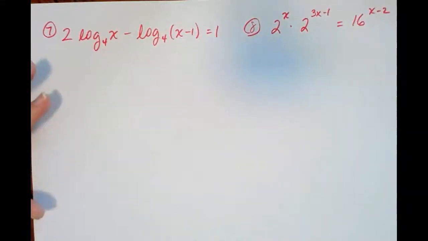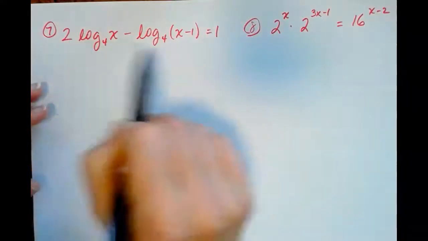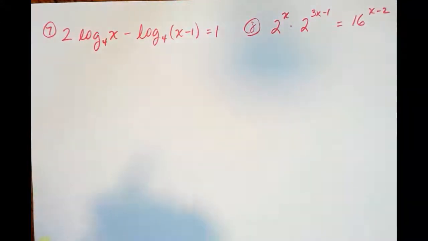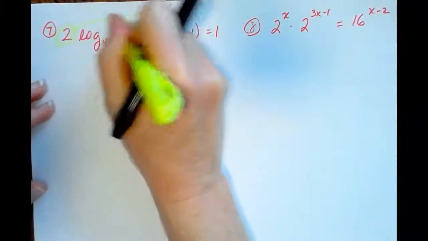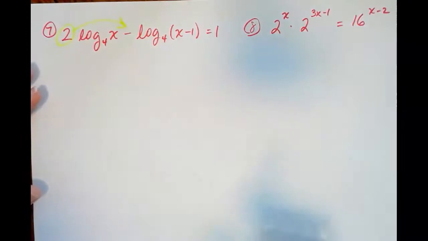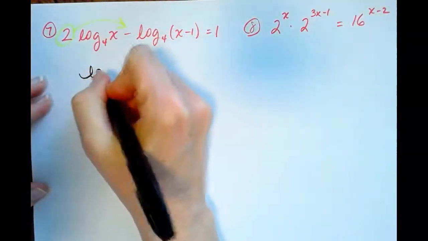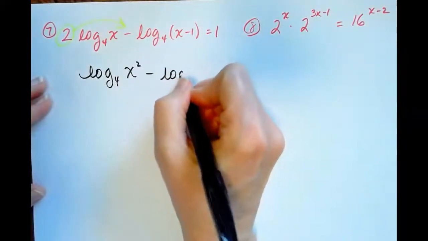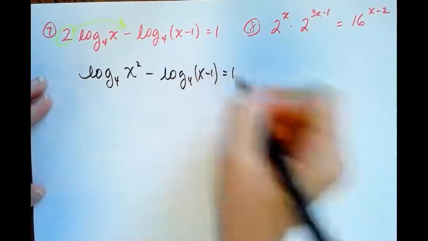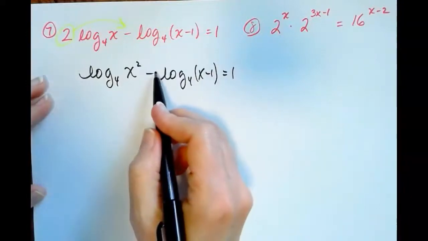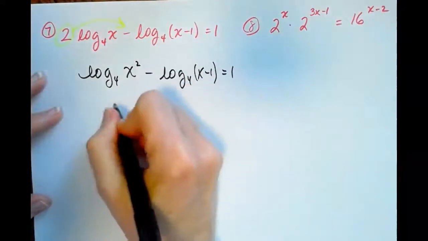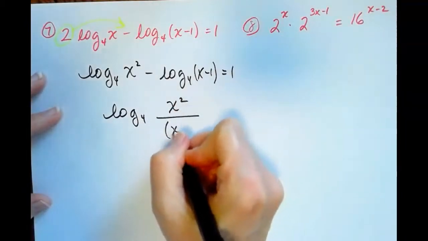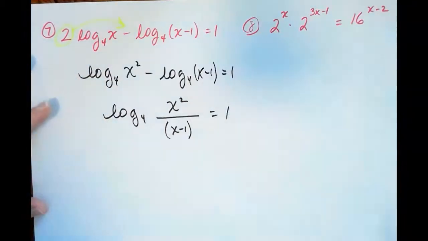2 more quick problems. So in this number 7, we need to condense the left-hand side. So we need to use the Superman rule and put that power back over. So log base 4 of x squared minus log base 4 of x minus 1 equals 1. So because it is a minus, this is going to turn into a quotient. So log base 4 of x squared over x minus 1 equals 1.